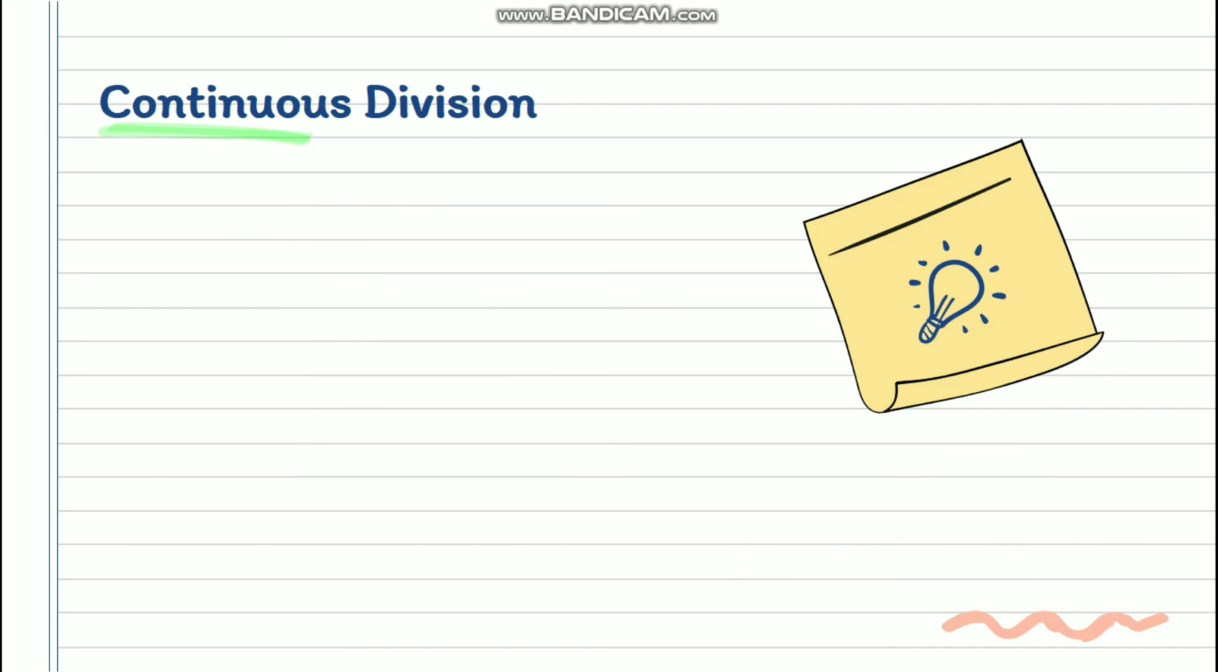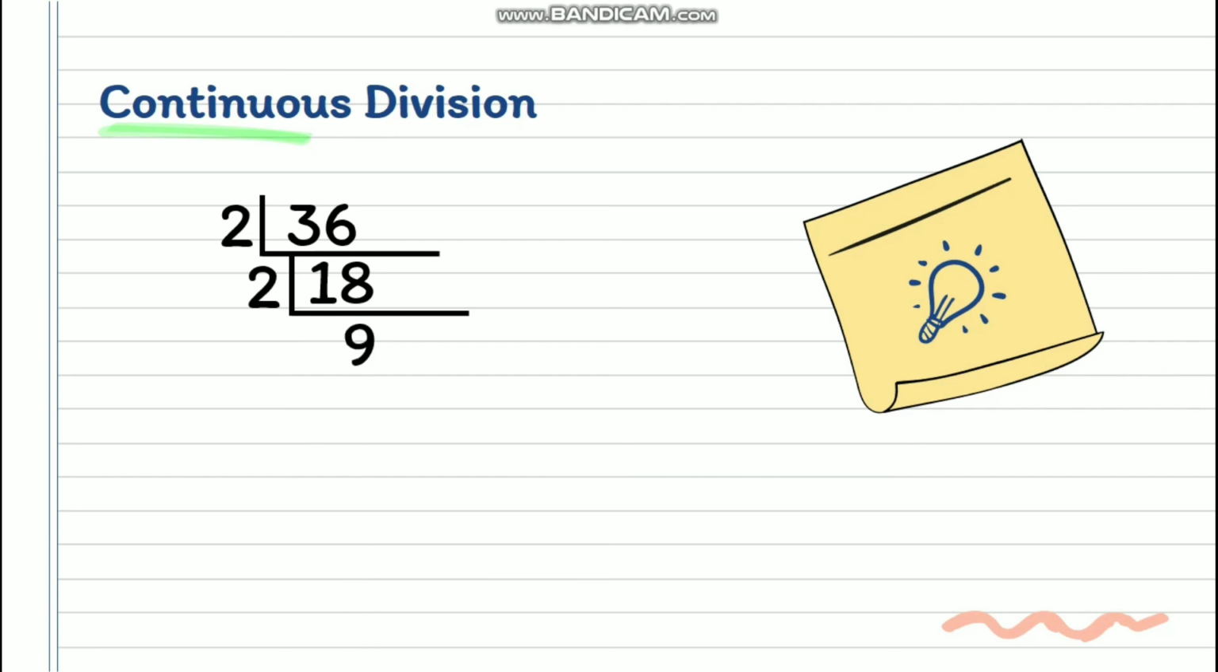Okay, let's have the last one. 36. Don't forget to draw the division bar. Then think of a prime number that can divide 36 equally. We got 2. 36 divided by 2 is 18. Write it below 36 and then draw another upside down division bar. Then repeat the process. Think of a prime number again that can divide 18 equally. We have 2. Then 18 divided by 2 is 9.